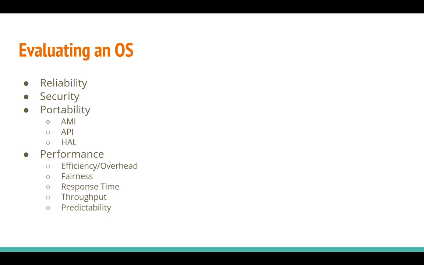And then there's portability. Portability is important because you don't want to have to write an entire new OS every time you say, like, add another stick of RAM to your computer, right? So the way that portability is really accomplished with the OS is with the AMI, the API, and the HAL. The AMI and API are on the same level in between the OS and the software, and then the HAL is between the OS and the hardware.